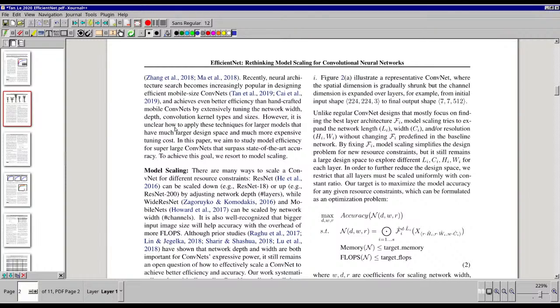However, it was unclear how to apply these techniques for larger models that have a much larger design space and much more expensive tuning costs. In this paper, we aim to study model efficiency for super large ConvNets that surpass state-of-the-art accuracy. To achieve this goal, we resort to model scaling.